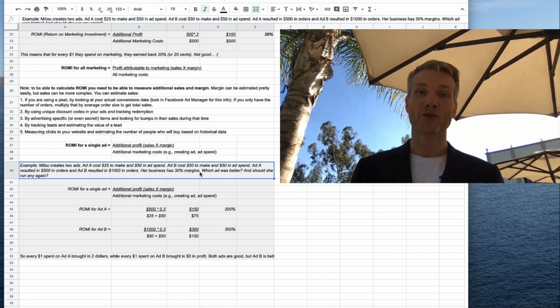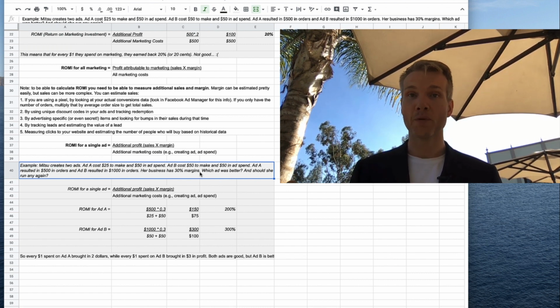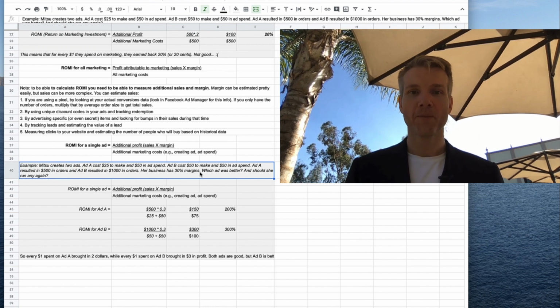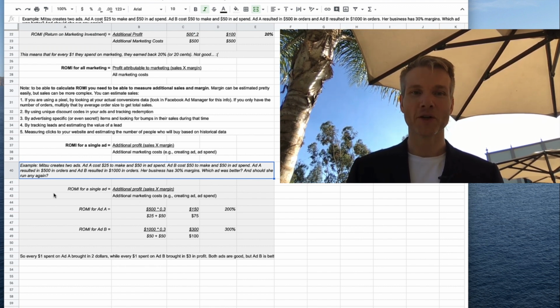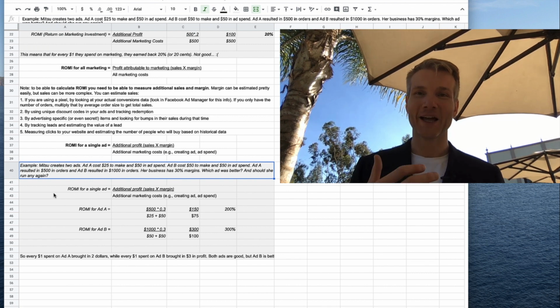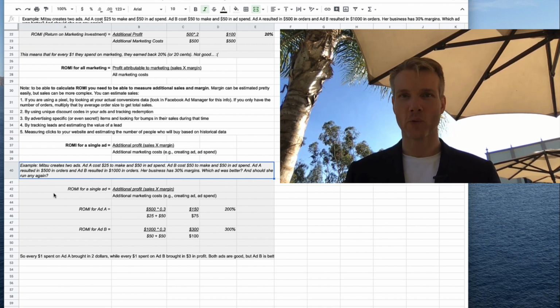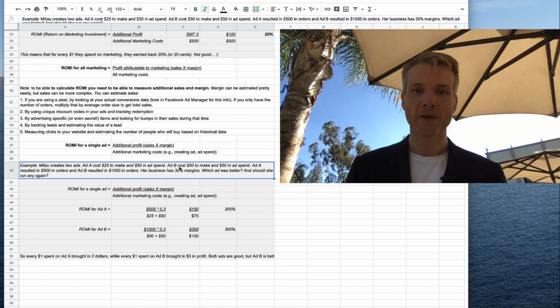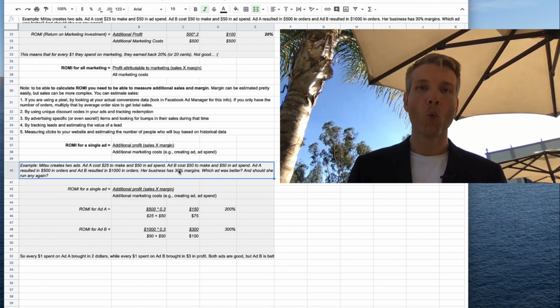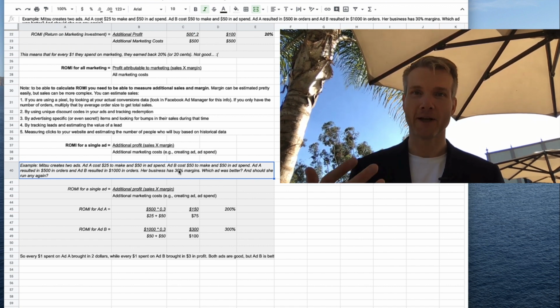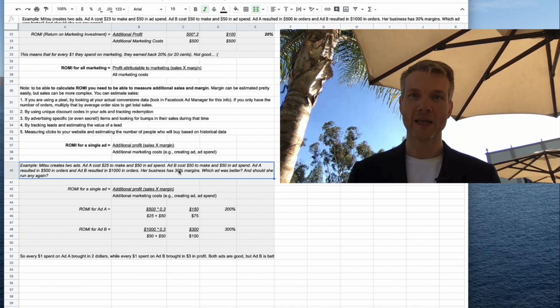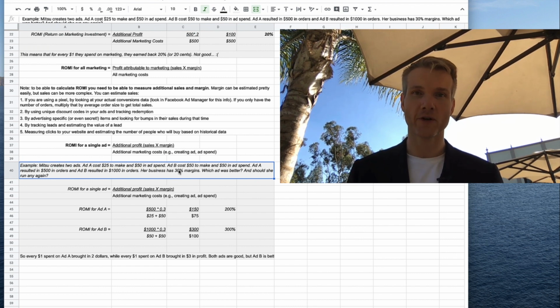Ad B cost her $50 to make, maybe a bit more complex, more difficult to shoot, who knows, and $50 she spent on ad spend. Ad A resulted in $500 in orders, and ad B resulted in $1,000 in orders. We're assuming here that her margin is 30% for this particular business. With all of this information, we can go through and compare the effectiveness of these two different ads and whether or not she wants to keep doing this type of advertising in the future.